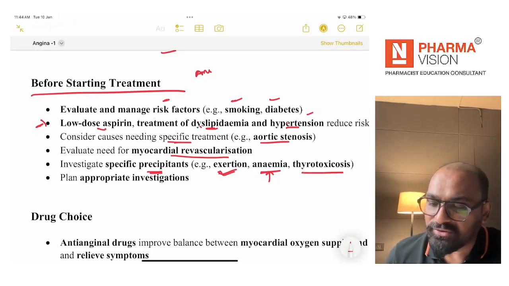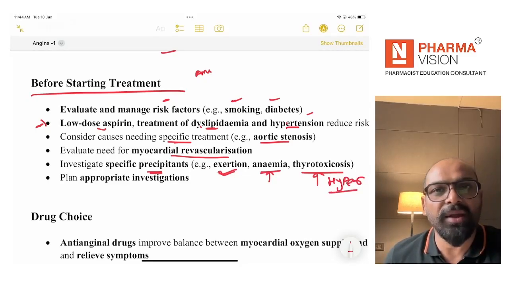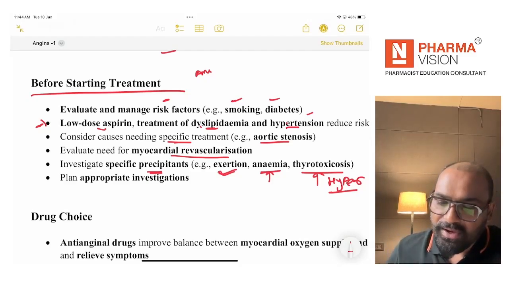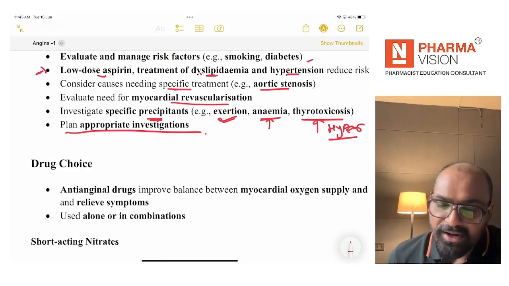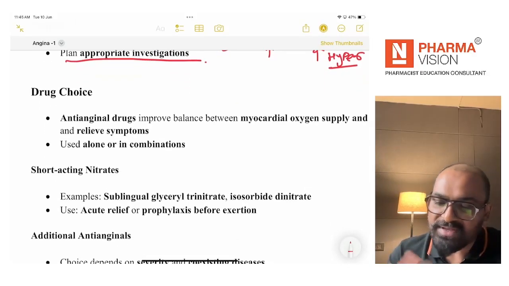Another is thyrotoxicosis, meaning hyperthyroidism, that also increases the metabolic requirement, and the increased metabolic requirement increases the oxygen and nutrient supply needs, which ultimately increases the cardiac load. So these kinds of specific causes also we have to address and treat. After that, we have to plan the appropriate investigations and start the treatment. So these are the theory part.